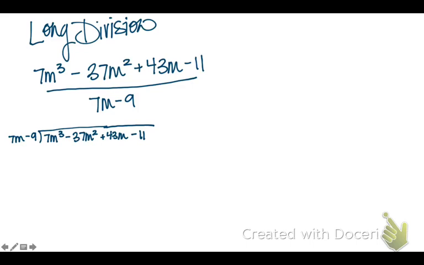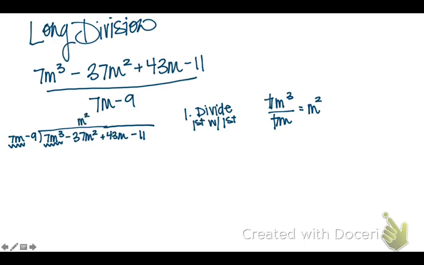Okay. The first step here is to divide. And we're going to divide first with first. And what I mean by that is I'm going to take this first term and I'm going to divide it by this first term. Okay, so I'm going to just write it off to the side over here. 7m cubed divided by 7m. Well, 7 divided by 7, those can just go away. M cubed divided by m is m squared. Okay, so I'm going to come back over here. Wherever my m squared term is, I'm just going to write above it whatever I just found, which happens to be m squared.